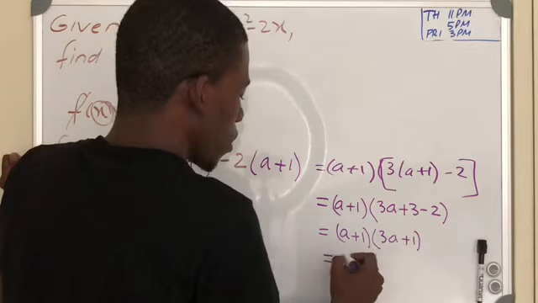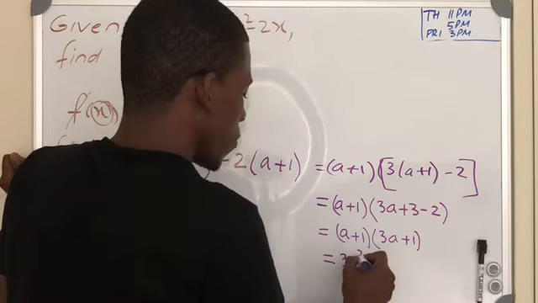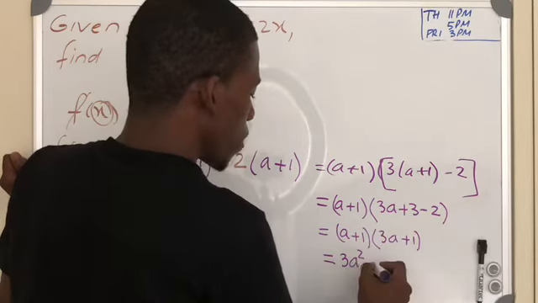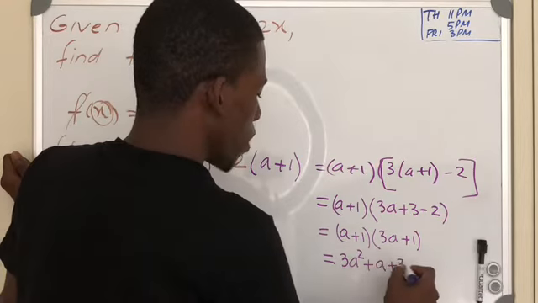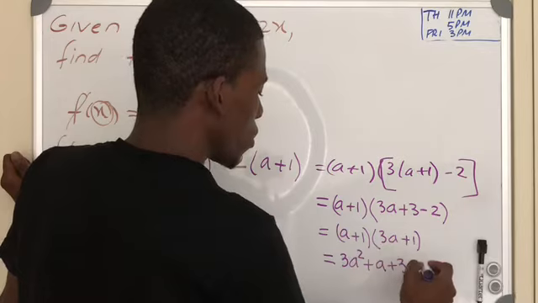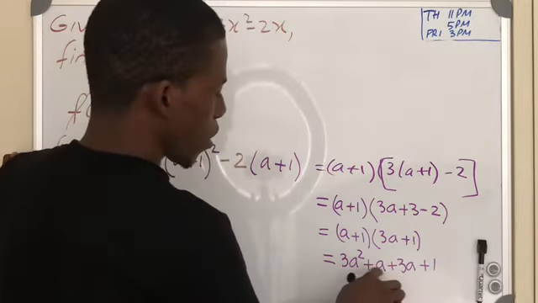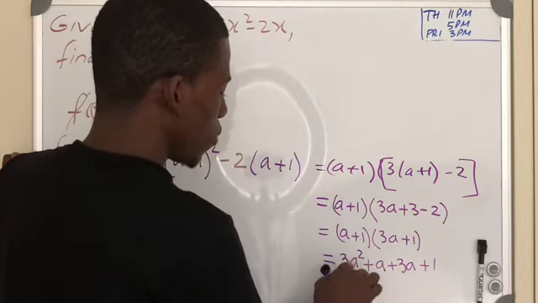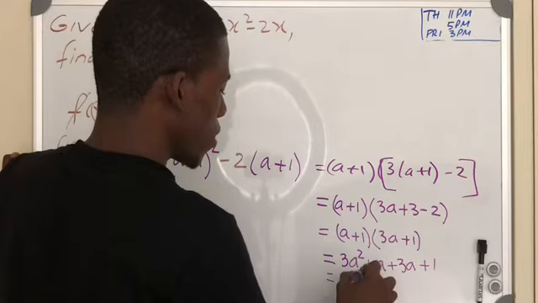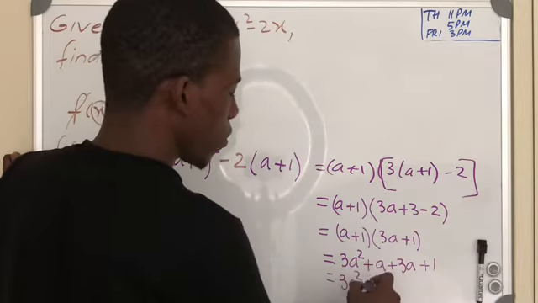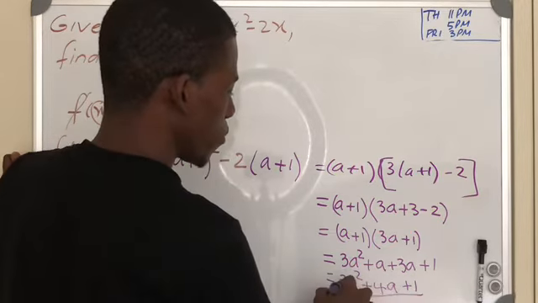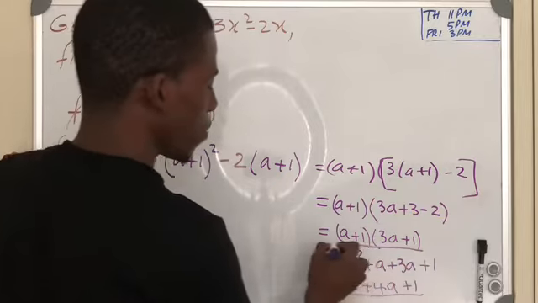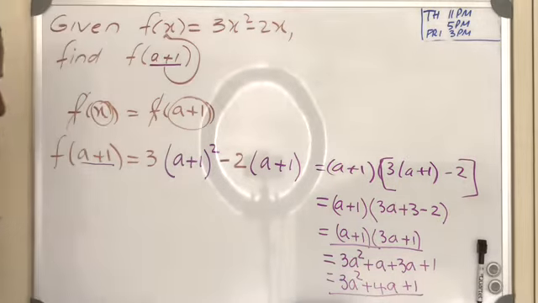So a times 3a is 3a squared. A times 1 is plus a. 1 times 3a is plus 3a. 1 times 1 is plus 1. So I keep the 3a squared, plus a plus 3a is plus 4a, and plus 1. This is one form of the answer. This is another form of the answer. They are both answers for our f of a plus 1.